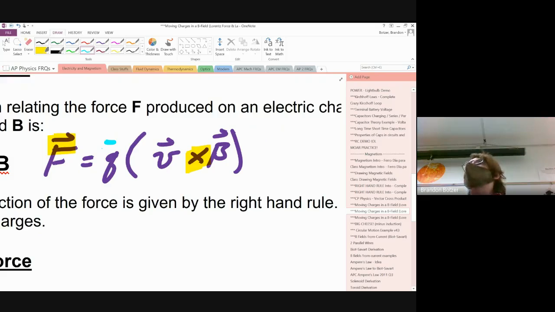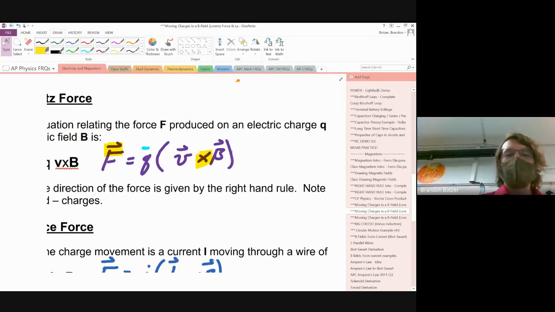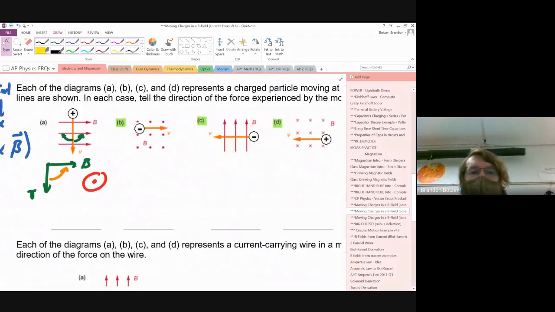If it's negative, though, you need to flip it. Okay? So we did the right hand rule, but we need to flip on this one. So we actually get that this answer for B is not down, but it is going up. Okay?